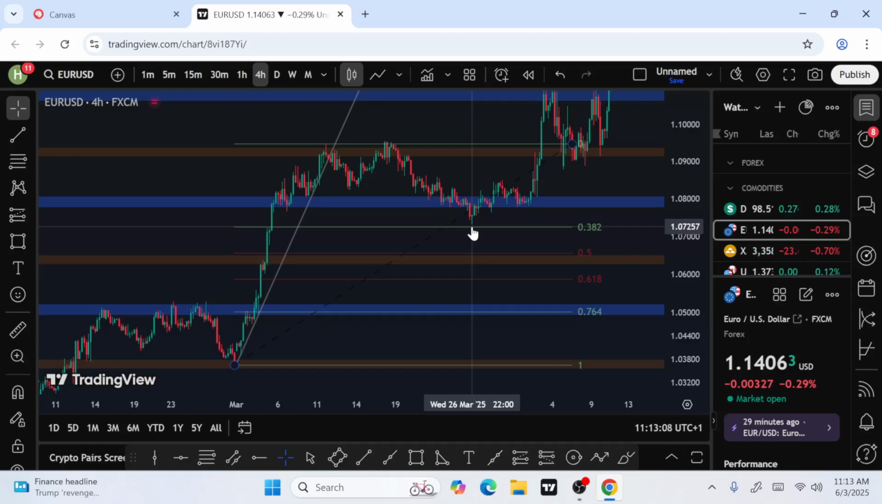That is why I had to leave my 38.2 as a valid level also. Are you following, please? I could have removed it, since I'm just looking at 50 and 61.8, but I added it because it has happened to me most of the times that I will be waiting for the market to get here, and yet the market has respected it and it's already going. Are you following?